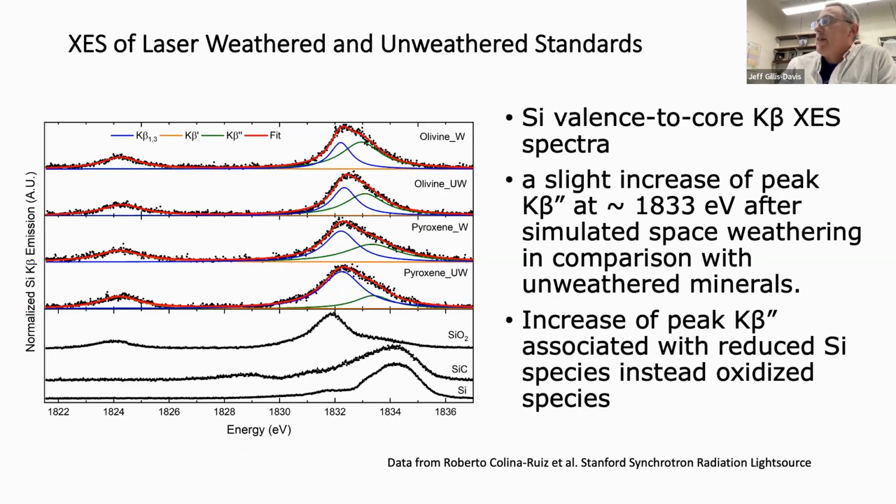We can confirm this Si reduction using this X-ray emission spectra. Up at the top, you see olivine, both the weathered and unweathered, and the pyroxene weathered and unweathered samples, as well as some other standards such as quartz, silicon carbide, and silica. And what we see in these K beta emission spectra is that there is an increase in the peak K beta at 1833 eV after space weathering. And again, we think this increase is caused by a reduction in the silica species or the oxidized species.